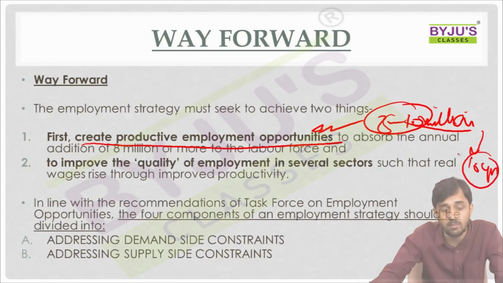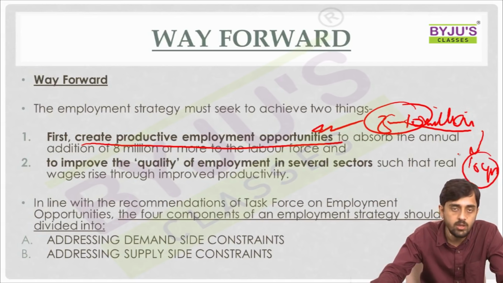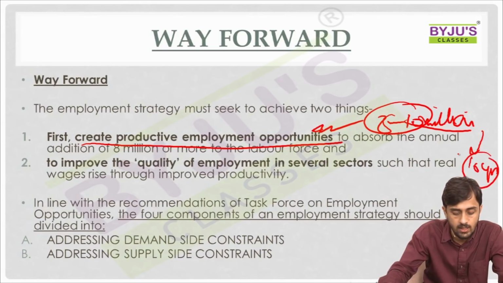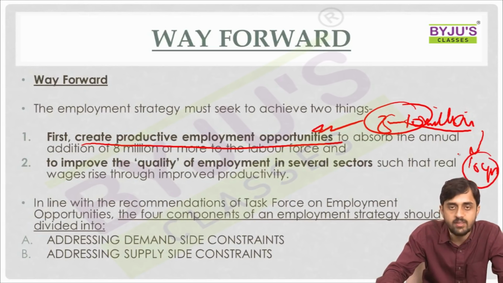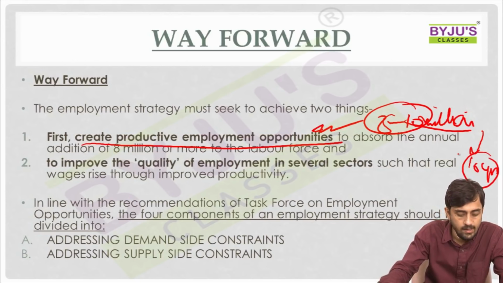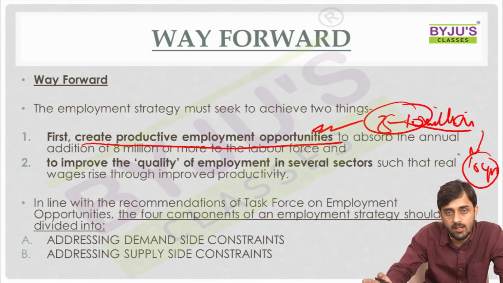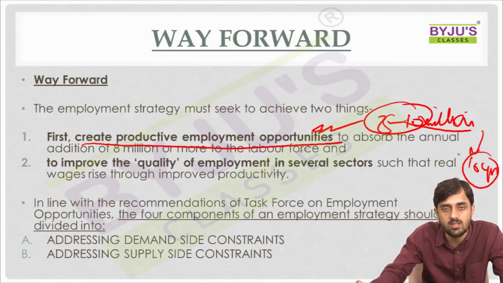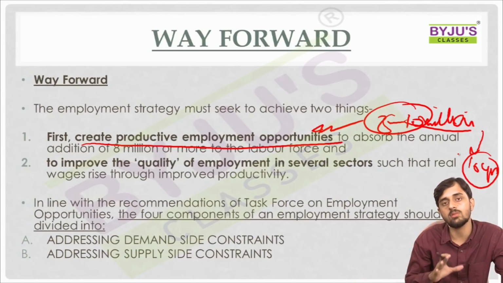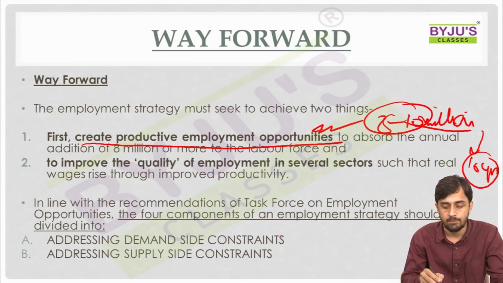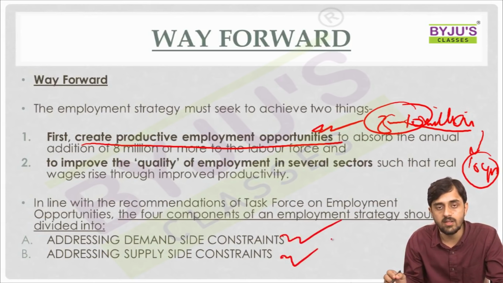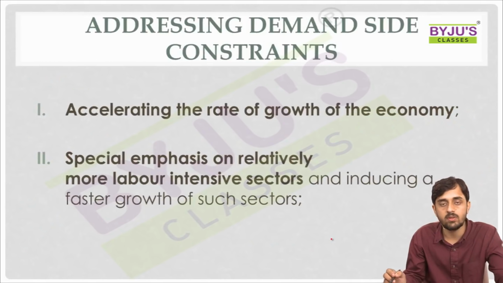So we need to create an adequate number of jobs, and at the same point of time we need to improve not just the quantity of employment but also the quality of employment opportunities available in several sectors, such that there is a real and substantial increase in the wages paid per worker. That is the ultimate change that we need to bring about. And how do you bring about such change with respect to employment in the country? We need to address both the supply side as well as the demand side constraints if we need to push up the employment opportunities available in the country.